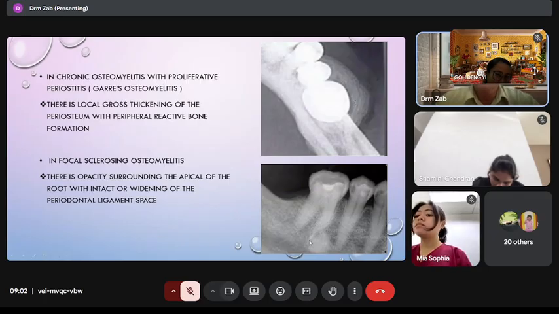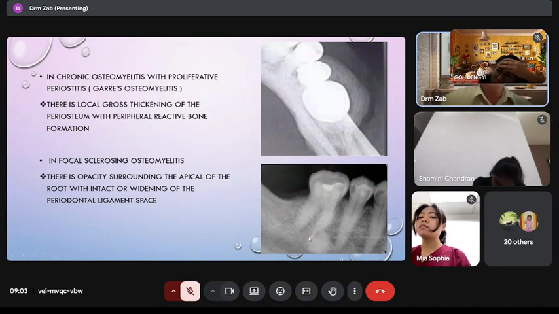Okay. So for focal sclerosing osteomyelitis, you will have increased radio density at the apical area, with intact or widening of the periodontal ligament space.